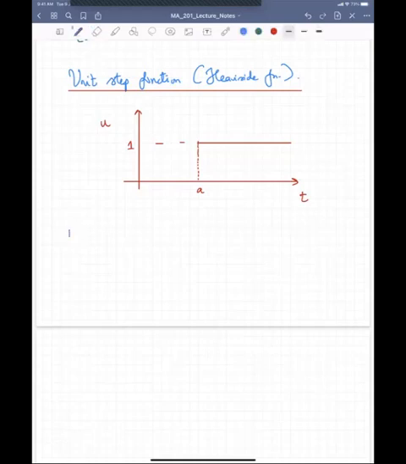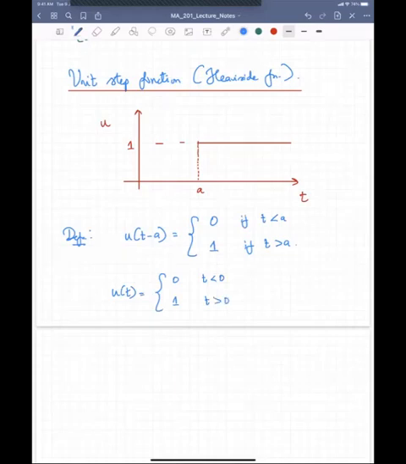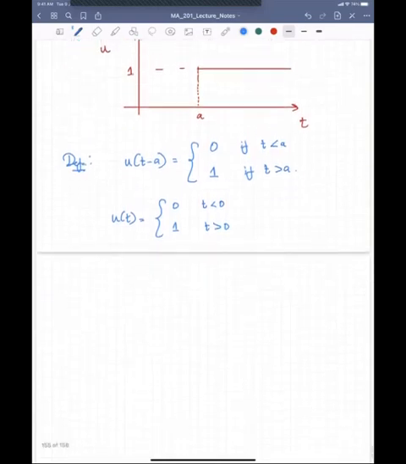I will choose my blue definition. u(t − a) equals 0 if t is less than a and 1 if t is greater than a. Now, if a happens to be at 0, this is just u(t). So u(t) is 0 for t less than 0 and 1 for t greater than 0. In general, I can turn on the impulse at any time t. The question is, what is the Laplace transform of this guy?